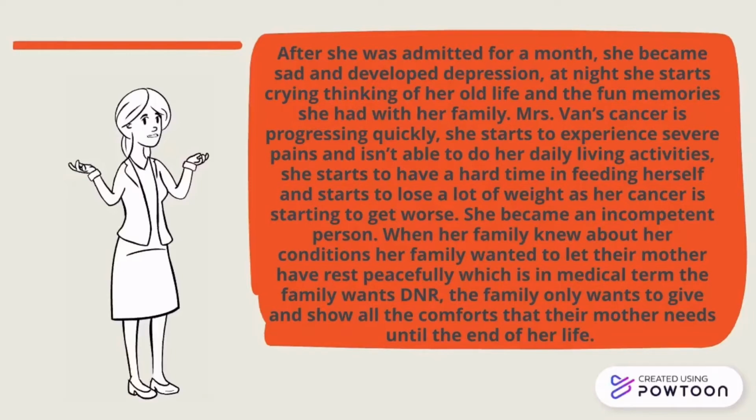She starts to have a hard time feeding herself and starts to lose a lot of weight as her cancer is starting to get worse. She became an incompetent person. When her family knew about her condition, they wanted to let their mother rest peacefully, which in medical terms means the family wants DNR. The family only wants to give and show all the comforts that their mother needs until the end of her life.